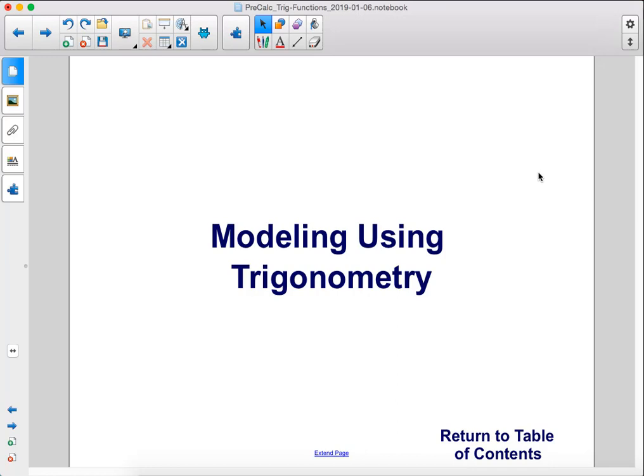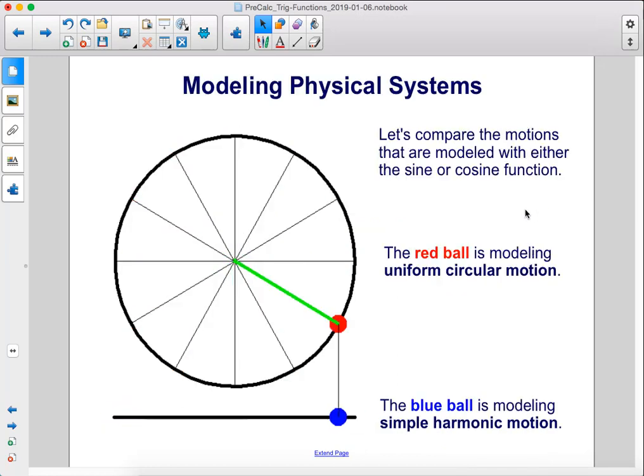Modeling using trigonometry. Let's compare the motions that are modeled with either the sine or cosine function. The red ball is modeling uniform circular motion. The blue ball is modeling simple harmonic motion.